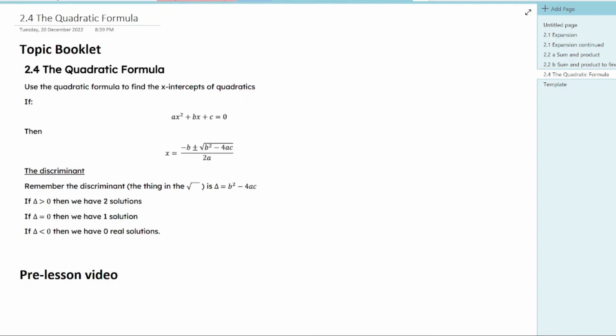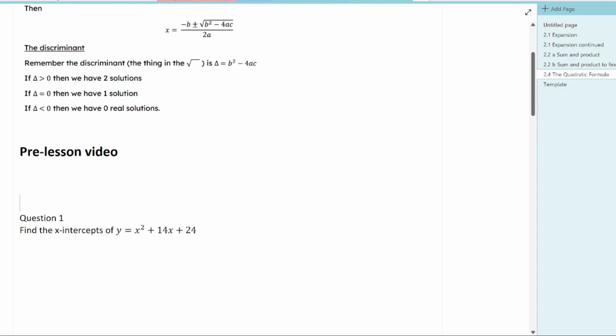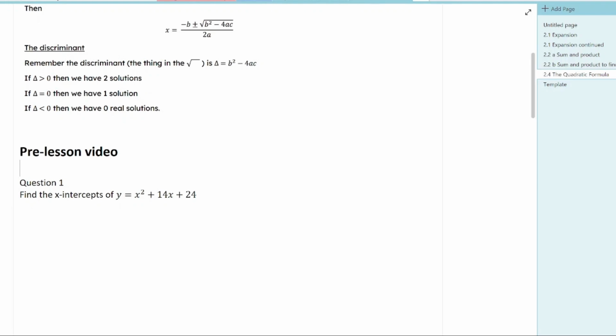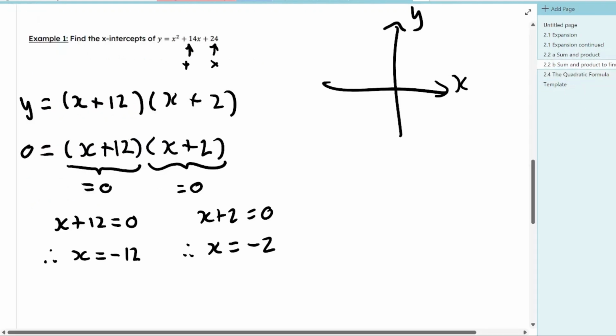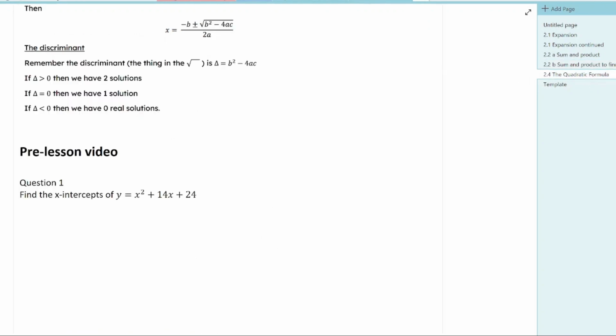Okay, so we're going to do a couple of examples using the quadratic formula. And this first one we actually did using sum and product in the last video. So last time we used sum and product on that. We got x-intercepts of -12 and -2. So let's see if we can get the same answer using the quadratic formula.